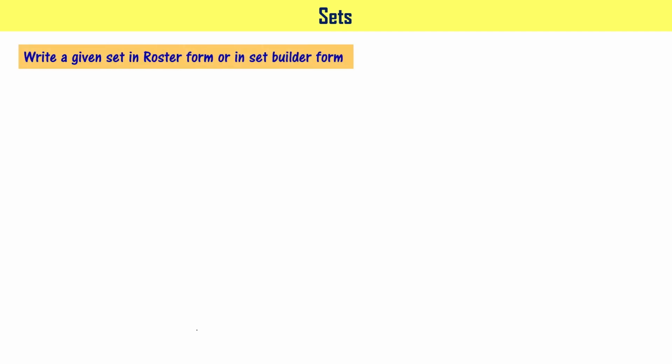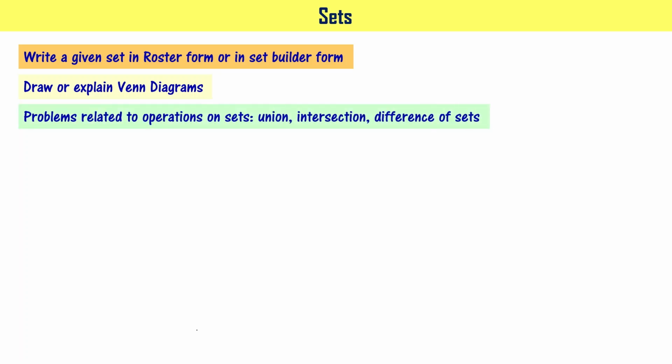Sets is an important chapter for your final exam. Based on my analysis of old question papers, I'm going to list a few important topics from this chapter that include: write a given set in roster form or in set builder form. Draw Venn diagrams for given sets or explain the given Venn diagram. The next topic is problems related to operations on sets. That can be union, intersection, or difference of sets.